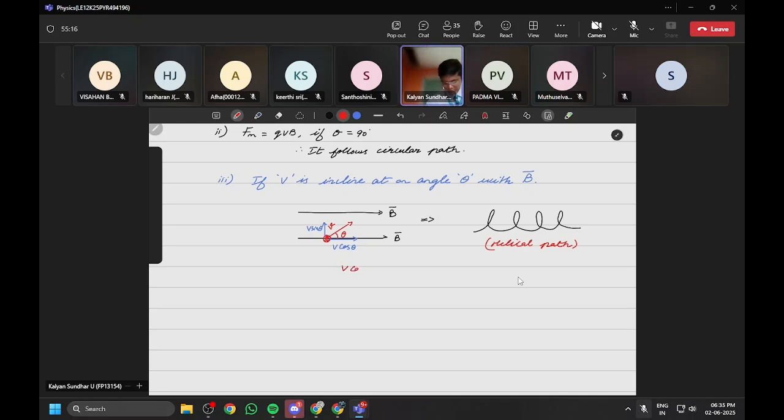So V cos theta is responsible for straight line path. V sin theta is responsible for a circular path.